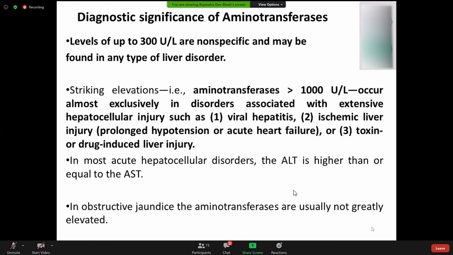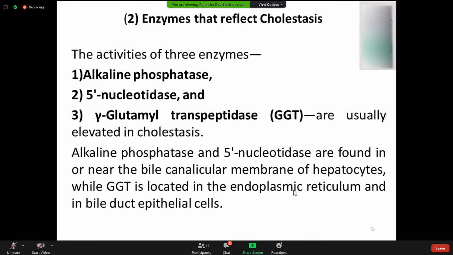Yes, in obstructive jaundice, these aminotransferase enzymes, especially SGOT, SGPT, or AST and ALT, are not very high because the obstruction is not directly related to hepatocytes. That is an obstruction in the gallbladder, and those cells are not hepatocytes. That's why these enzymes are not very increased in cholelithiasis, gallbladder stone or obstruction. Next, enzymes that reflect cholestasis or cholelithiasis, that means stone formation. The activities of 3 enzymes, alkaline phosphatase, 5-nucleotidase, and gamma-glutamyl transpeptidase, GGT, are usually elevated in cholestasis or cholelithiasis.